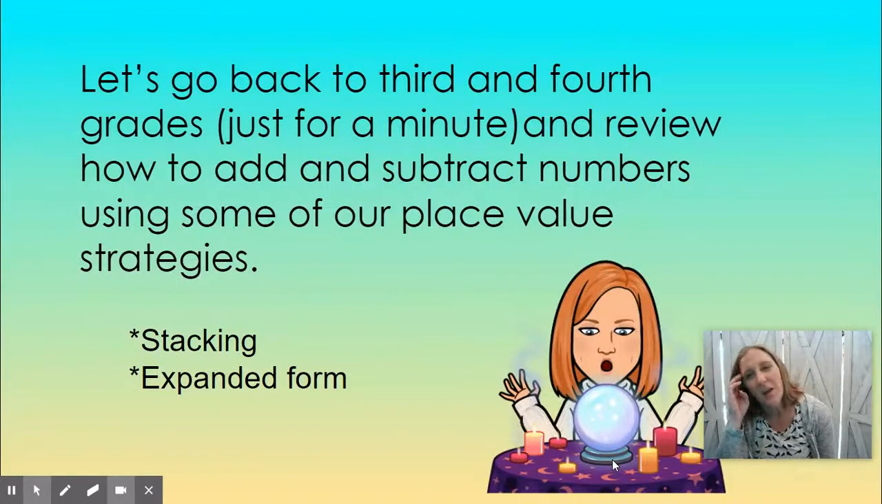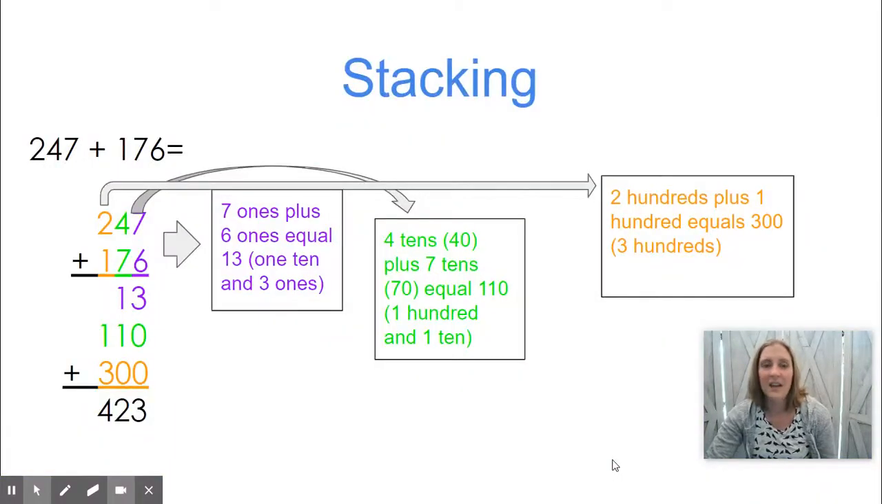We are going to do a little review of adding and subtracting using the standard algorithm. Let's just for a minute go back to 3rd and 4th grades and review how to add and subtract numbers using some of our place value strategies like stacking and expanded form. Stacking simply means that we're going to line up each place value place. The digits are going to line up, and then we're just going to simply add.